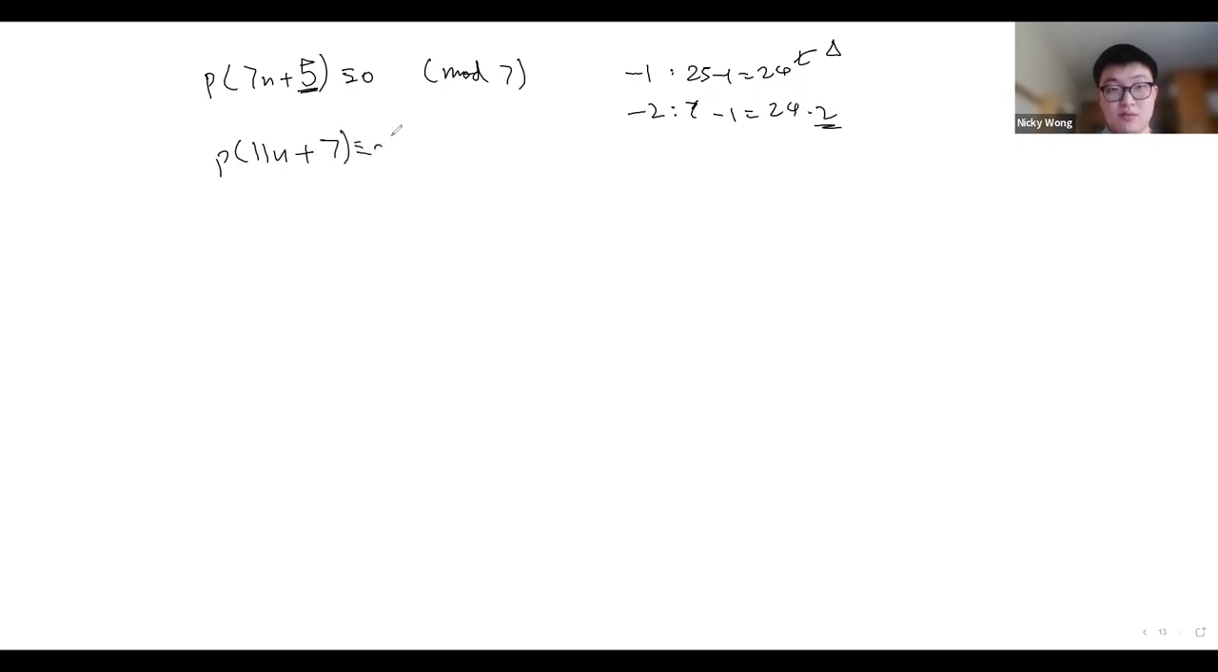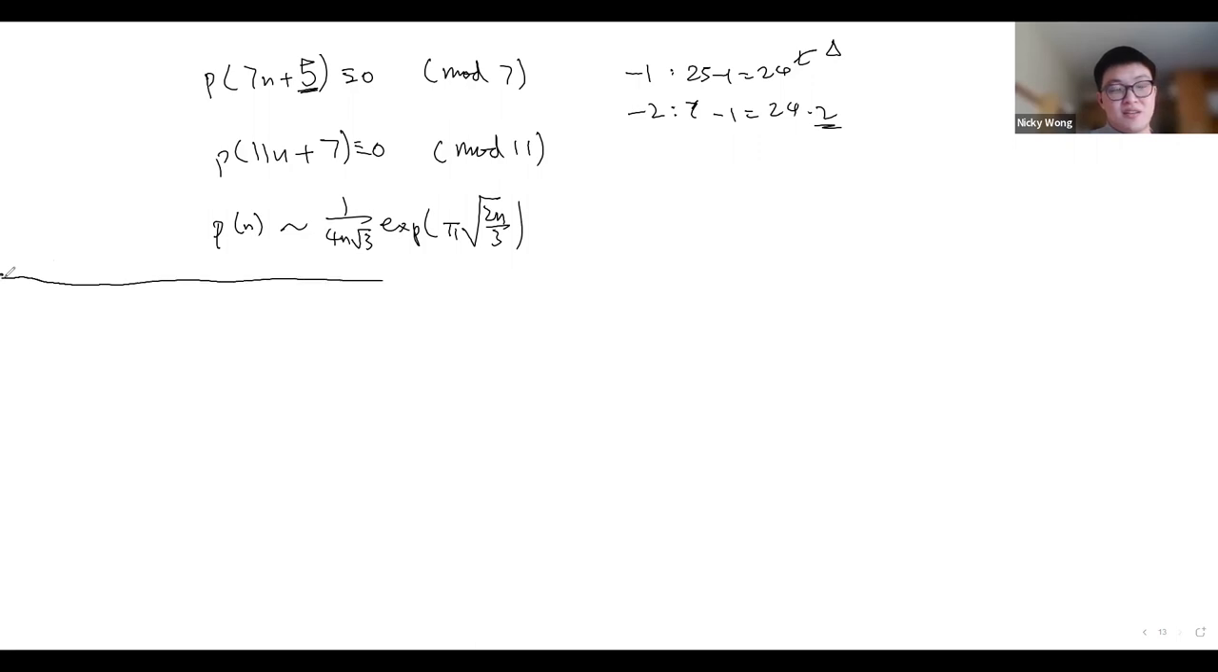And finally, for 11. And of course, there are other amazing formulas which we can come up with, but it's way harder to come up with. For example, Ramanujan's very famous asymptotic formula. So like these. So that's the end of what we are talking about in terms of combinatorics.